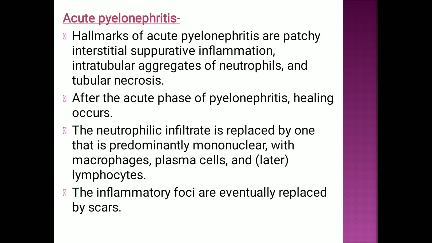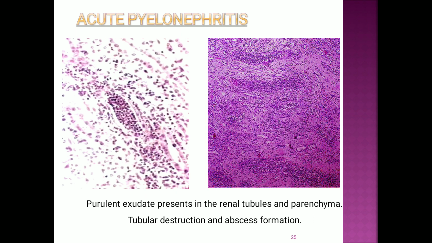Acute pyelonephritis. Hallmarks of acute pyelonephritis are patchy interstitial suppurative inflammation, intratubular aggregates of neutrophils, and tubular necrosis. After the acute phase of pyelonephritis, healing occurs. The neutrophilic infiltrate is replaced by one that is predominantly mononuclear with macrophages, plasma cells, and later lymphocytes. Inflammatory foci are eventually replaced by scars.